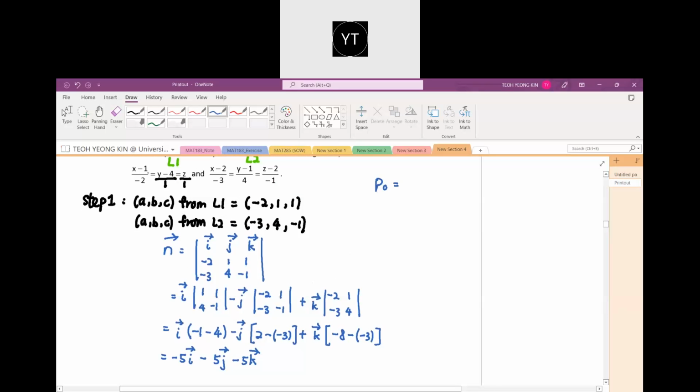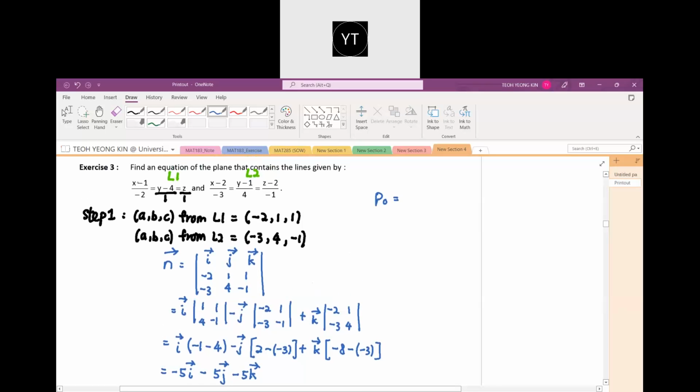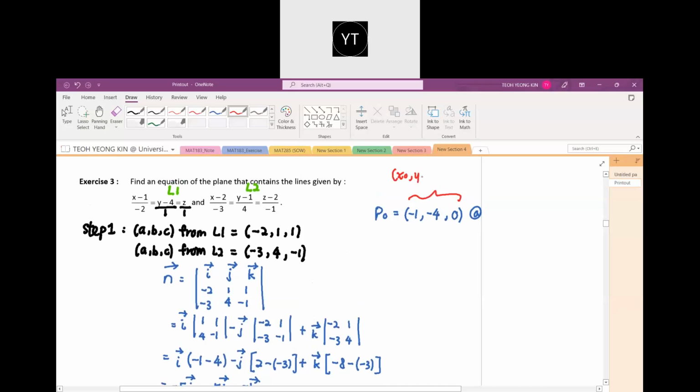For the p naught, you can use the x naught, y naught, z naught from line 1, which is negative 1, negative 4, and here is z, where it doesn't have is 0. This is from line 1. Or you can use the x naught, y naught, z naught from line 2: negative 2, negative 1, and negative 2.